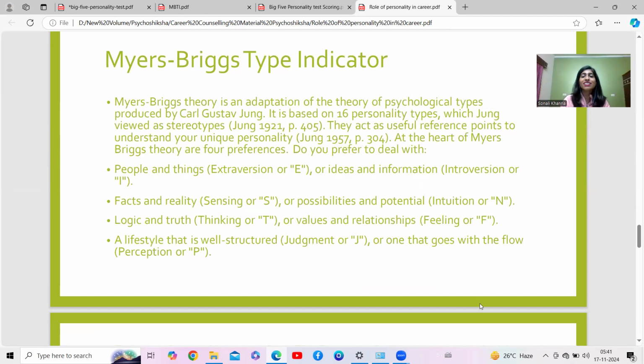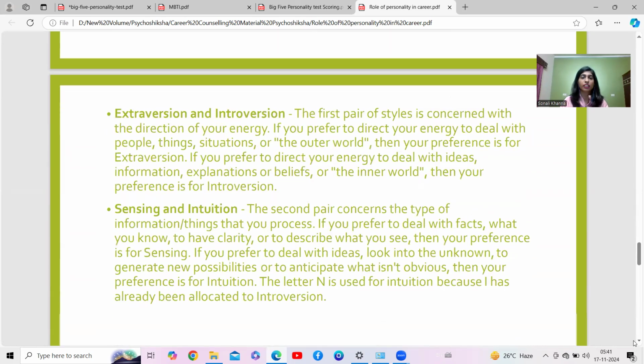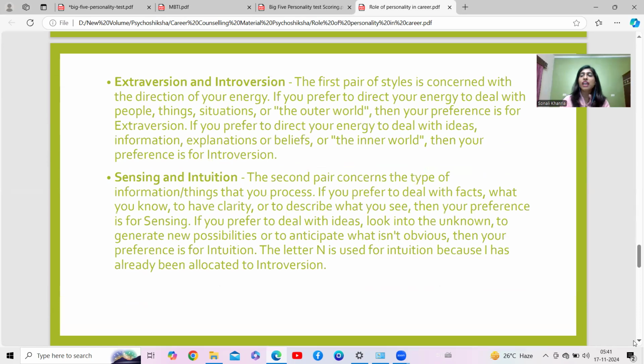Okay, now what does each of these mean? Let's understand. Extroversion and introversion. The first pair of style is concerned with the direction of energy. If you prefer to direct your energy to deal with people, things, situations, and the outer world, then your preference is for extroversion. If you prefer to direct your energy to deal with ideas, information, explanations, or beliefs, or the inner world, then your preference is for introversion.